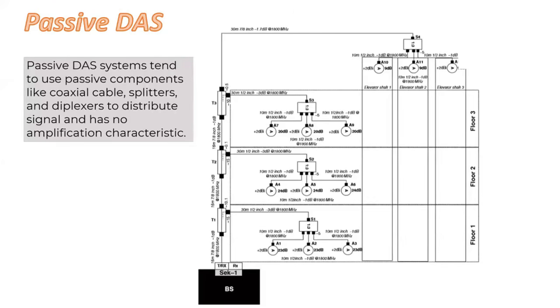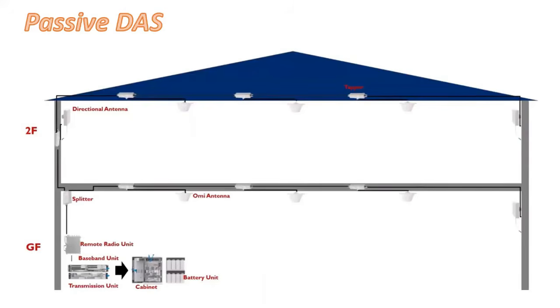A passive DAS system tends to use passive components like coaxial cable, splitters, and duplexers to distribute the signal, and has no amplification characteristic. So here is an example of passive DAS. You can see one remote radio unit, and that is connected to the antennas with the help of this coaxial cable and the splitters. You can see various passive elements. A splitter is a passive element. You do not need power to operate them, right? Just the RF signal, right?